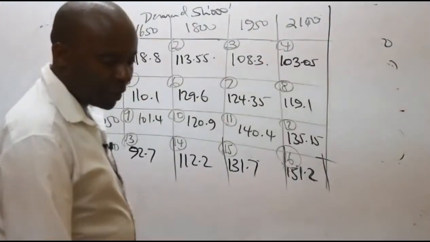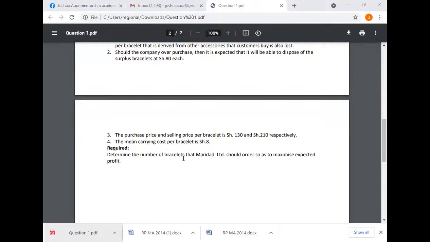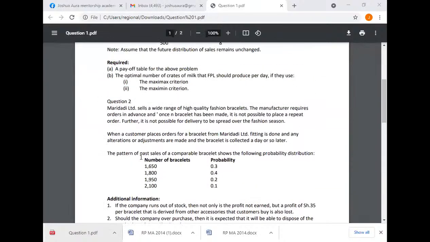Then what they expect us to do is to give them expected profits. So determine the number of bracelets that Maridadi Limited should order so as to maximize expected what? Profit. So then, ladies and gentlemen, these are the probabilities. I need to come and fix the probabilities on the demand. So we have here 0.3, we have 0.4, we have 0.2, we have 0.1.